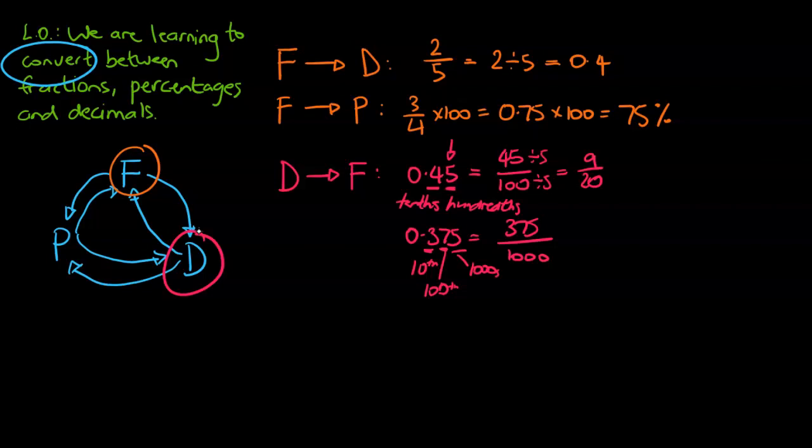We then look to simplify. I can see both of them have a 5 in common, so we'll start off with that. So the bottom is going to be 200, and the top is going to be 65.